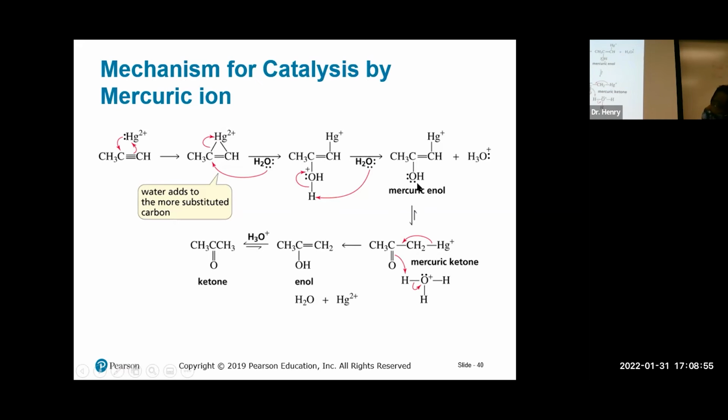So here we're going to get our mercuric enol, and this mercuric enol is then going to go to a mercuric ketone, and then the bond between the mercury and the methyl group is going to act as an electrophile, and it's going to transfer its electrons to that carbon, which is going to result in the double bond forming, and then resulting in the hydrogen attaching to the water molecule, forming a hydroxyl.